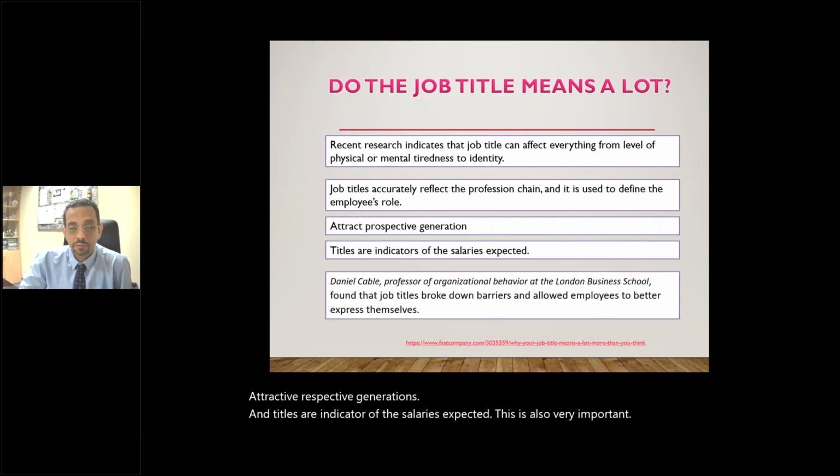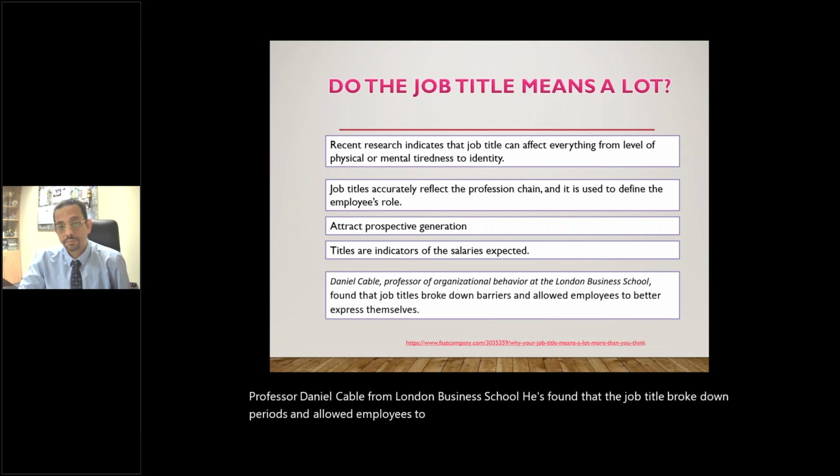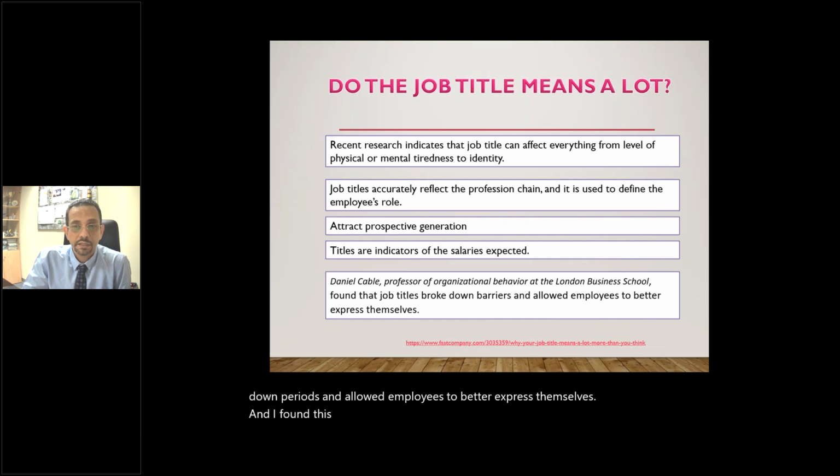Professor Daniel Cable from London Business School found that the job title broke down barriers and allowed employees to better express themselves. And I found this question one of the most common questions that we receive from the families and from the new students who join this program, not only in UAE, but everywhere. Usually they ask, what's our job title after graduation?